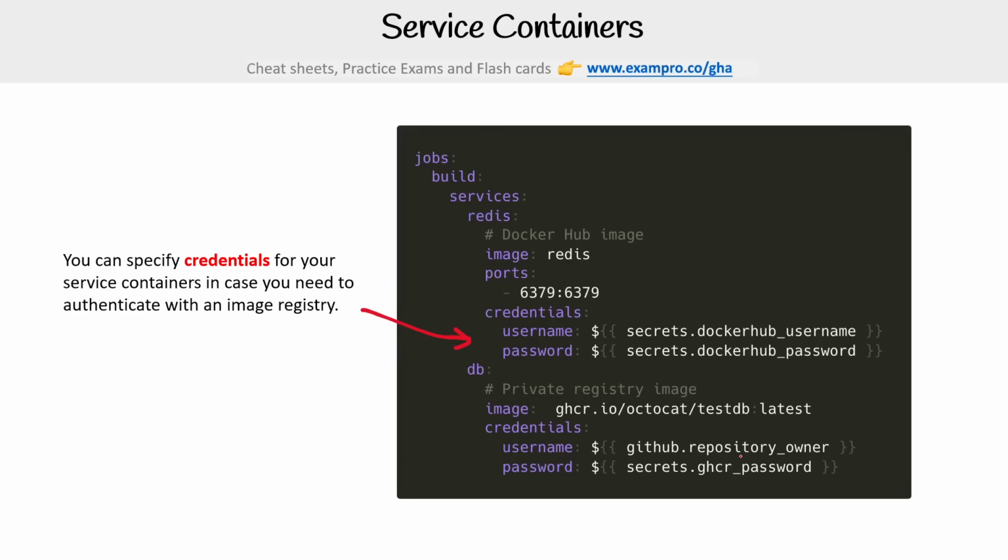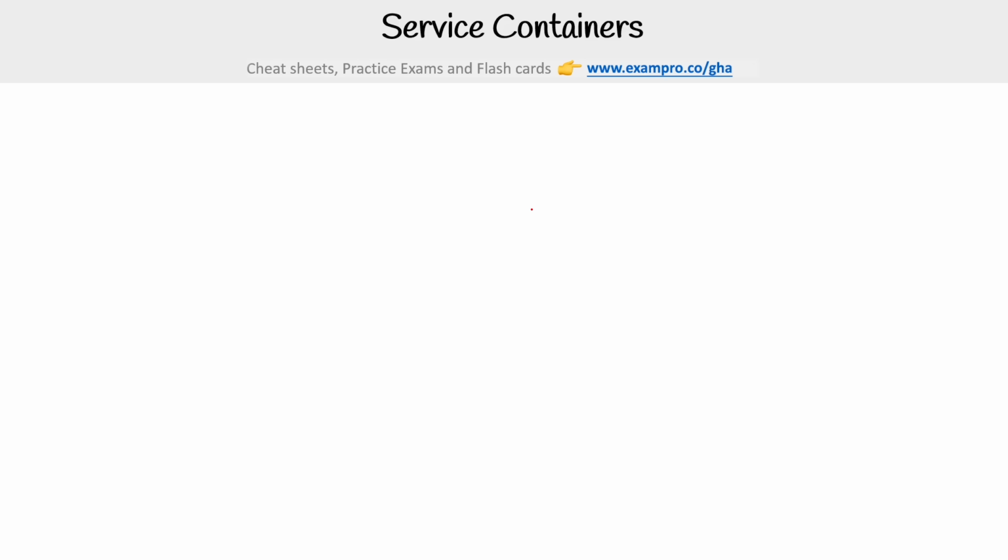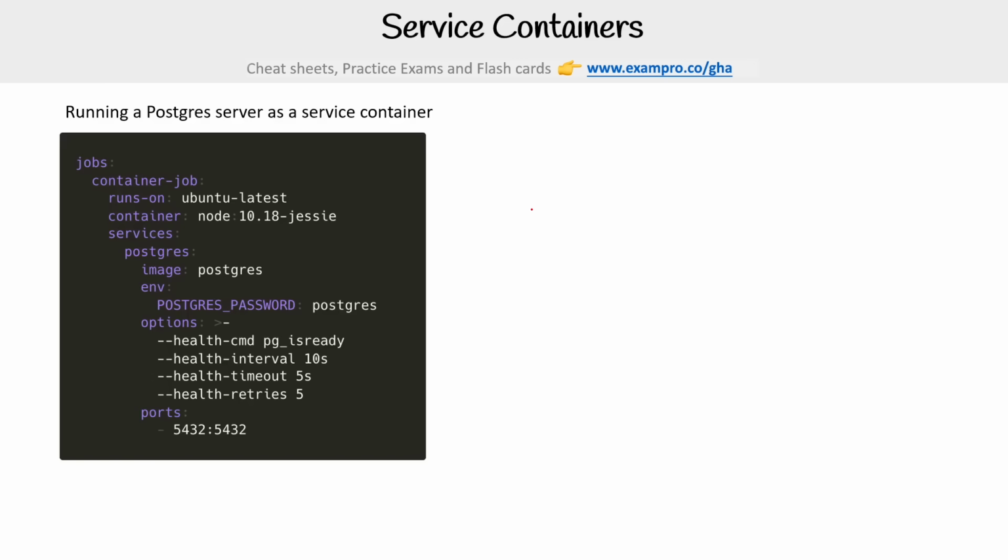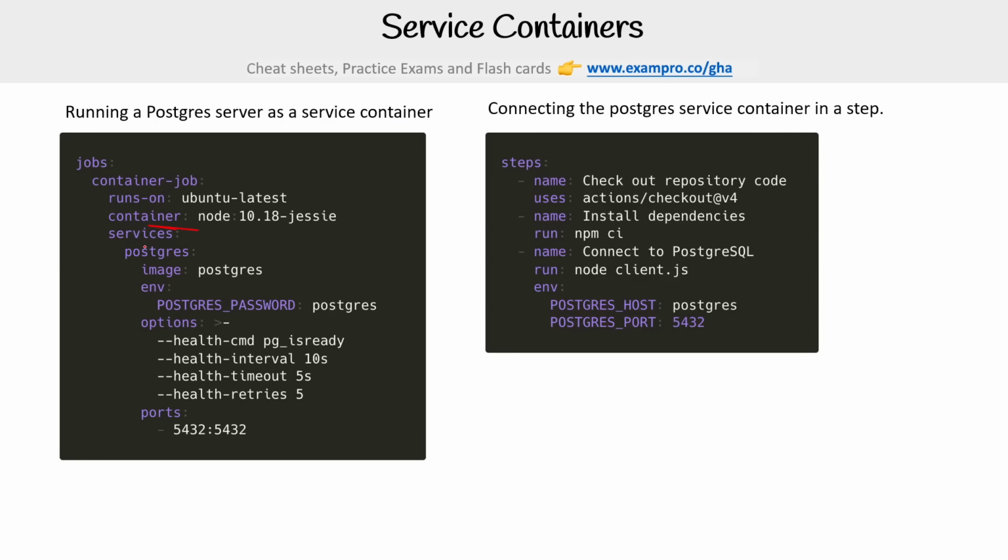Here is a more complex example. So you can specify credentials for your service containers in case you need to authenticate with an image repo. So notice that under here we are providing our credentials. So hopefully that is clear. When running a Postgres server as a service container, it is going to look like this. You can tell that it has a container. It's pretty darn straightforward.